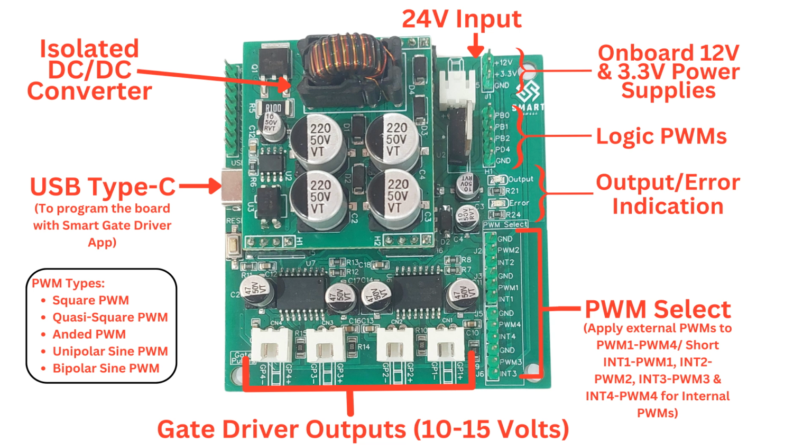So the connectors CN1 to CN4 generate the PWM pulses based on the onboard gate driver circuits. Okay, so a user can use the smart gate driver app to program the board for the desired PWM type by using a USB Type-C cable and a computer.